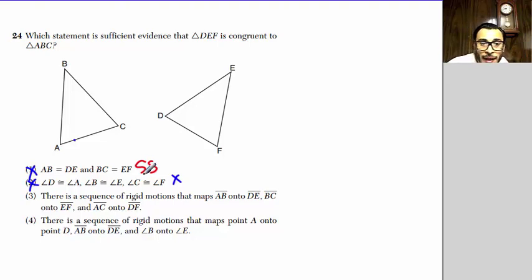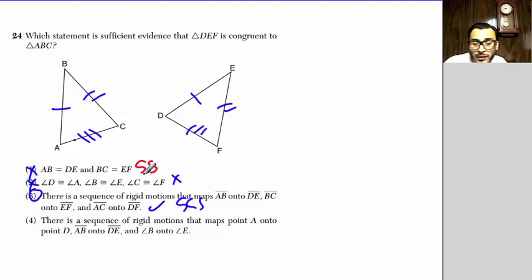Choice 3 says there's a sequence of rigid motions that maps AB onto DE. Okay, so then that means AB is going to be equal to DE. BC onto EF. And AC onto DF. That will work. That is side, side, side. Choice 3 is the answer.